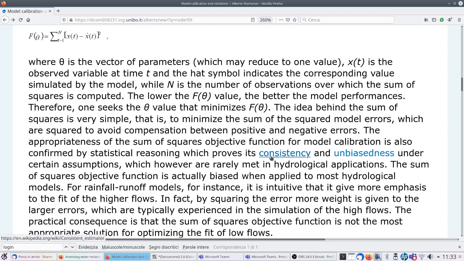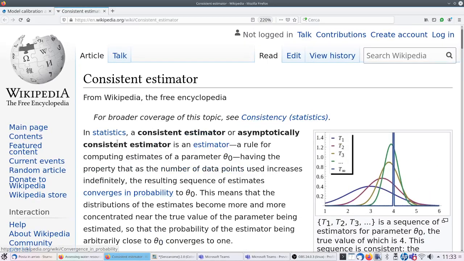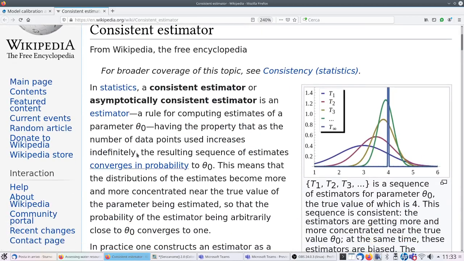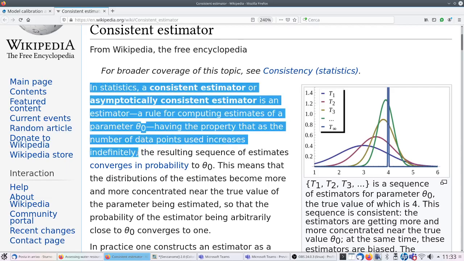What is consistency? There is a link here, and let's click on the link just to have a look at what it is. And let me increase it. So let's just read the first sentence. In statistics, a consistent estimator, or asymptotically consistent, it doesn't matter. Let's say consistent estimator. Estimator of what? Of the parameter values. And between parentheses it explains what an estimator is: a rule for computing estimates of a parameter theta.